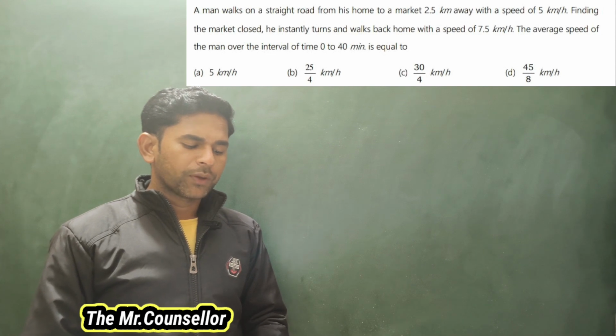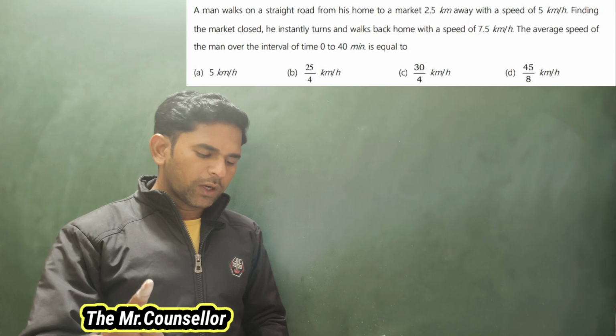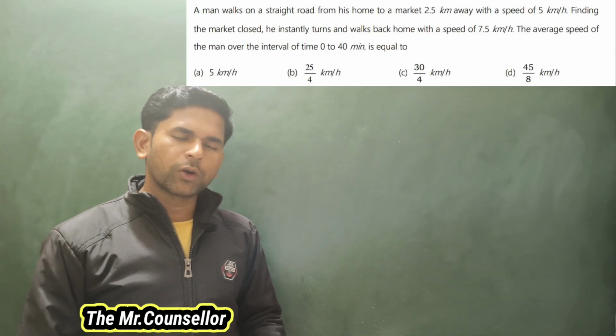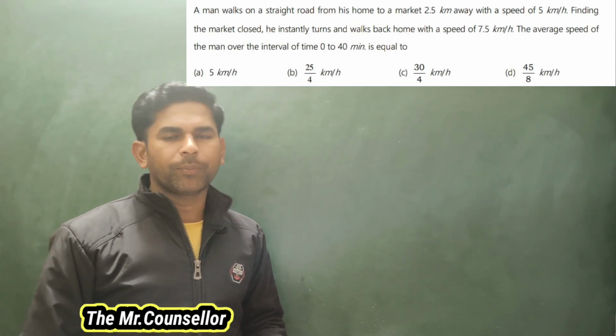Option A, 5 km per hour. Option B, 25 upon 4 km per hour. Option C, 30 upon 4 km per hour. Option D, 45 upon 8 km per hour.